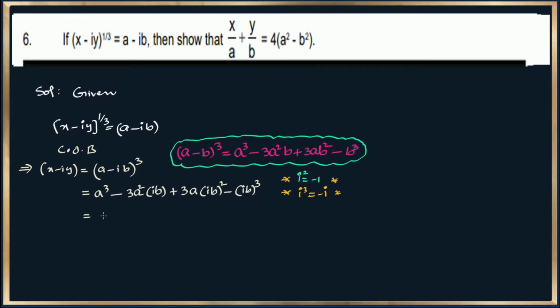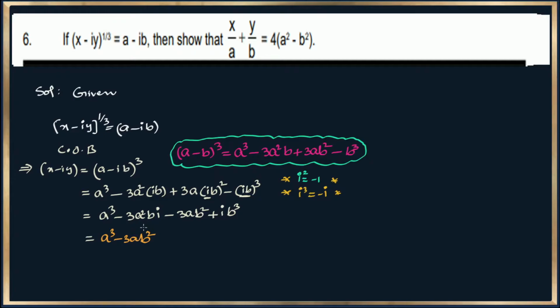So first term a cube as it is. This one we can write minus 3a square b into i. Here i square is there, and what is the value of i square? That is minus 1, and here i cube is there, value of i cube is minus i, so i square is minus, so plus becomes minus 3ab square, and value of i cube is minus i, so already minus is there, minus of minus plus i b cube. Now we have two real terms and two imaginary terms. So first write down the real terms, that is a cube minus 3ab square.